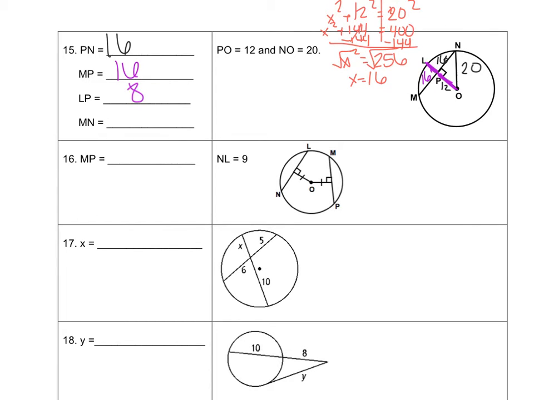Okay, and the last thing we're looking for is M to N. M to N is this whole length. Well, I already know this is 16 and that's 16. So if I add those up, I'm going to get 32.